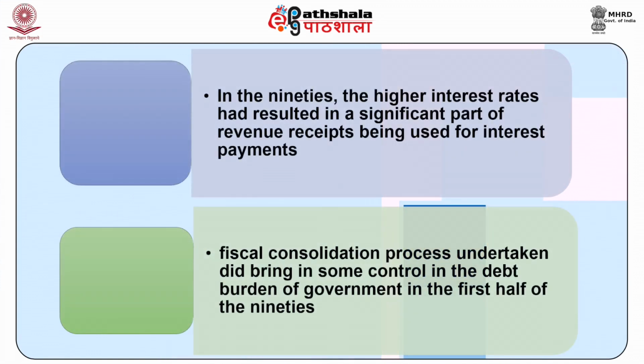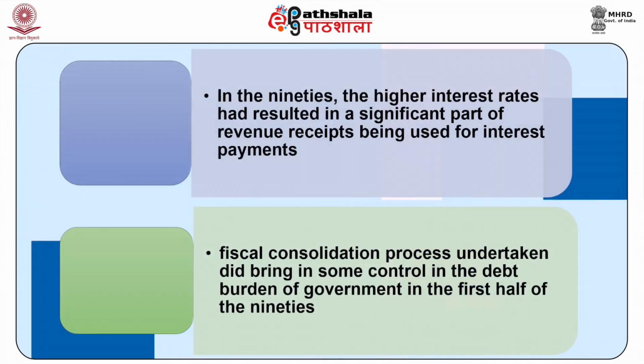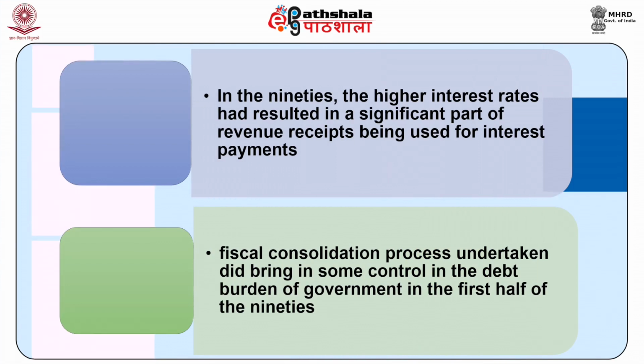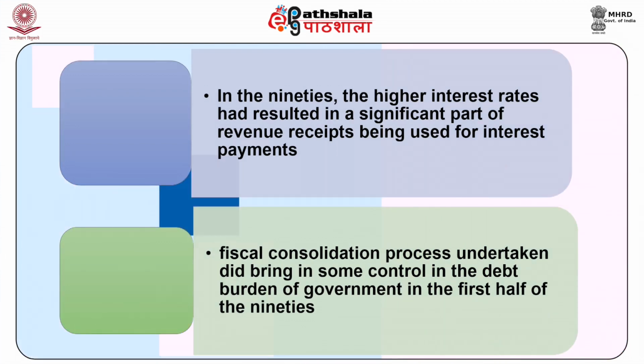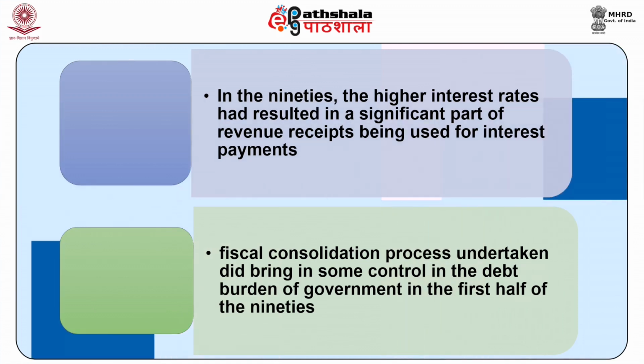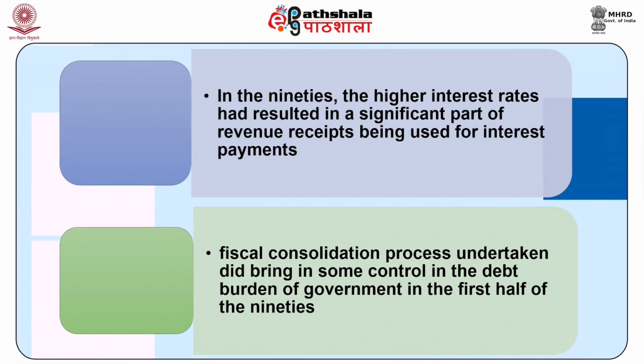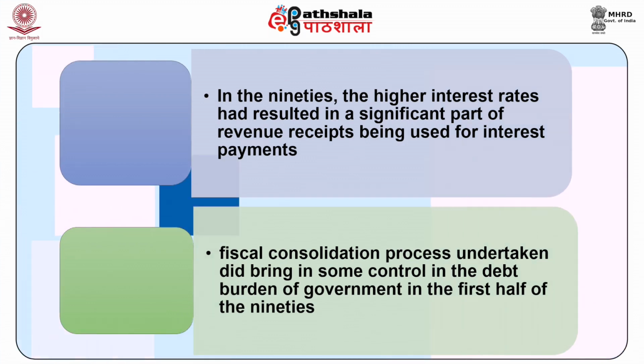in 1990-91. In the 90s, the higher interest rates had resulted in a significant part of revenue receipts being used for interest payments. The fiscal consolidation process undertaken during the reforms of the 90s did bring in some control in the debt burden of the government in the first half of the 90s. Still, the interest burden was high and continued to increase because the government borrowings were at a market determined rate of interest which was high.